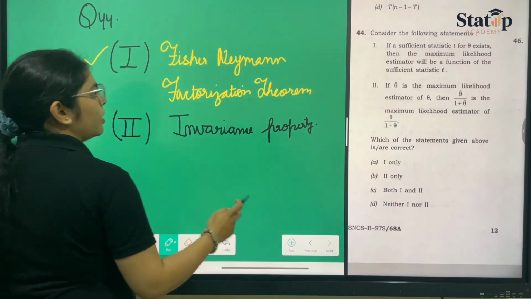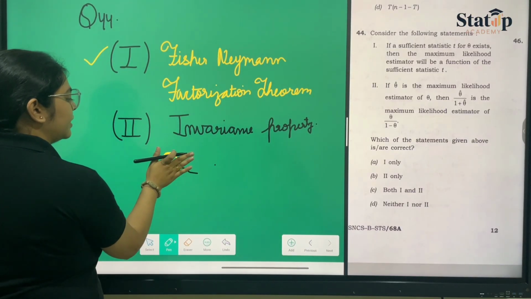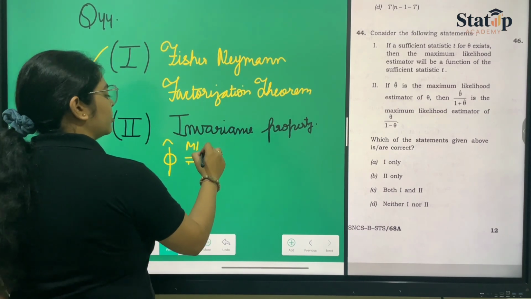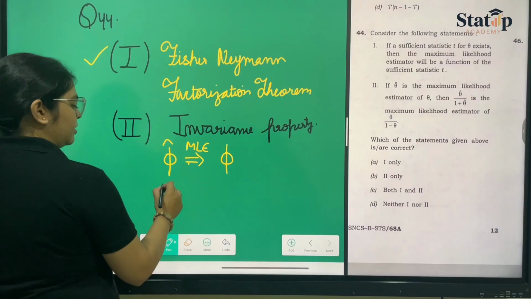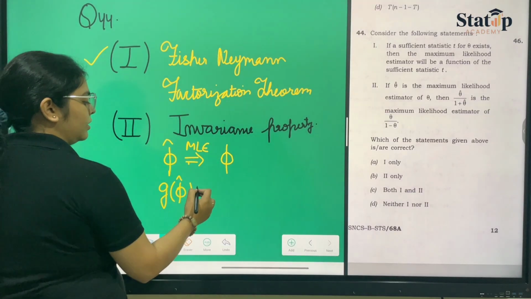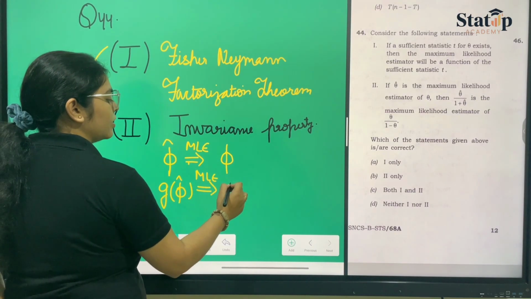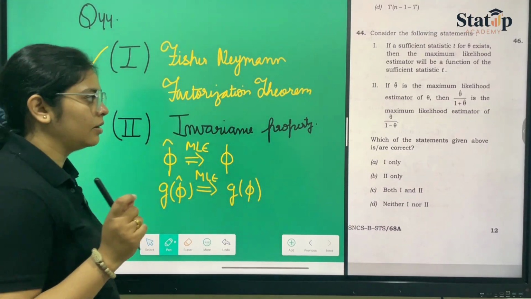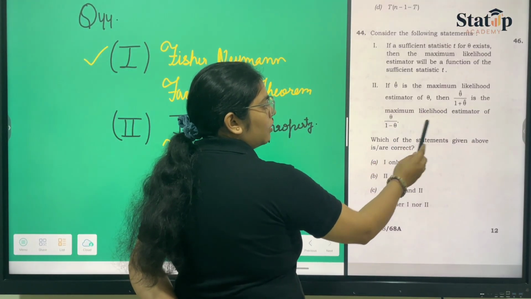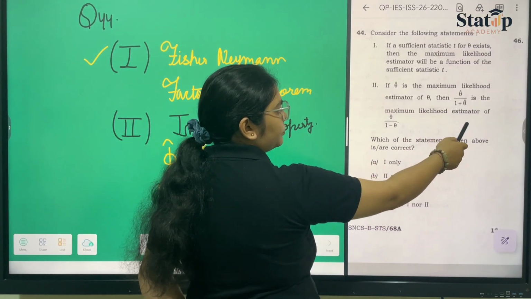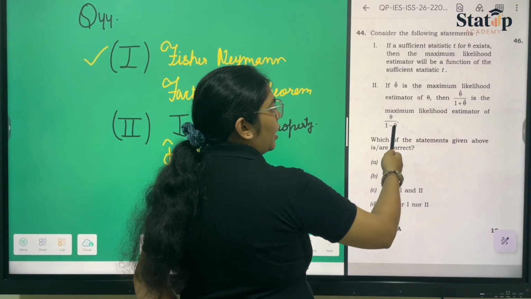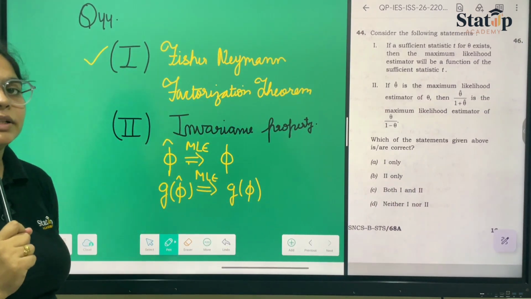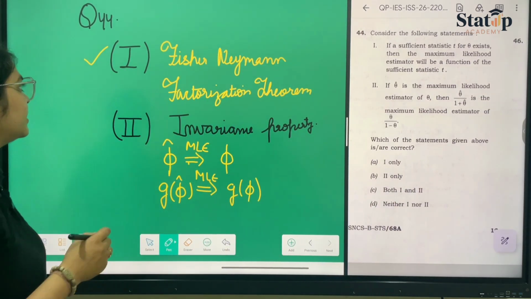if theta cap, or let us say phi cap, is the MLE of phi, then g of phi cap is the MLE of g of phi, which is a function of phi. We can state this, but there is a twist here. In the denominator, it is plus in the estimator, and for the parameter it is minus. So the sign has changed, so it cannot be the same. Hence we can say that this statement is wrong.